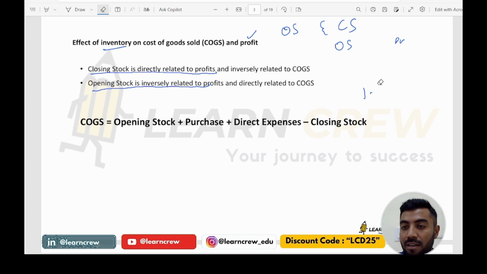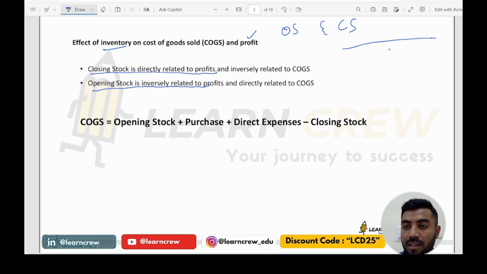Same example we'll take, similar to the previous question. How it works: we have opening stock, purchases, direct expenses, and gross profit. We'll have sales and we'll have closing stock. Say for example, opening stock we have one quantity. Just remember this way. Say gross profit we have two, so here also two has to be there, four has to be there. I'm just dividing it equally, so quantities are four and four.